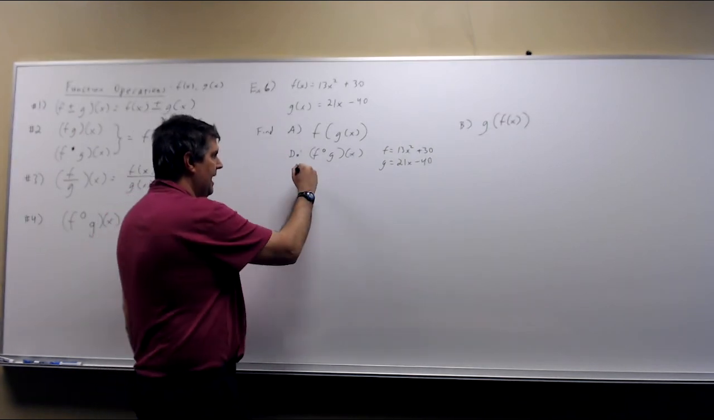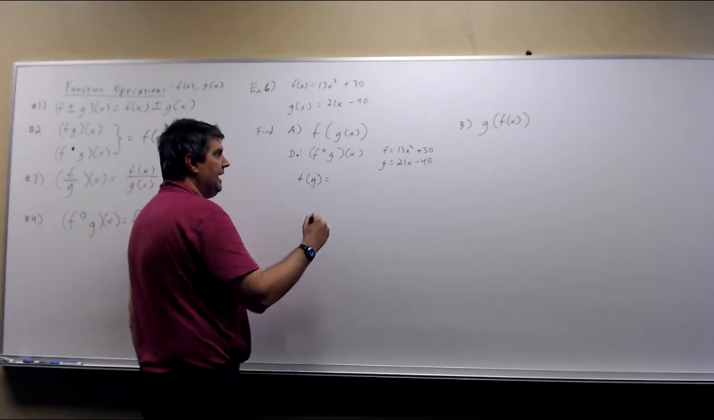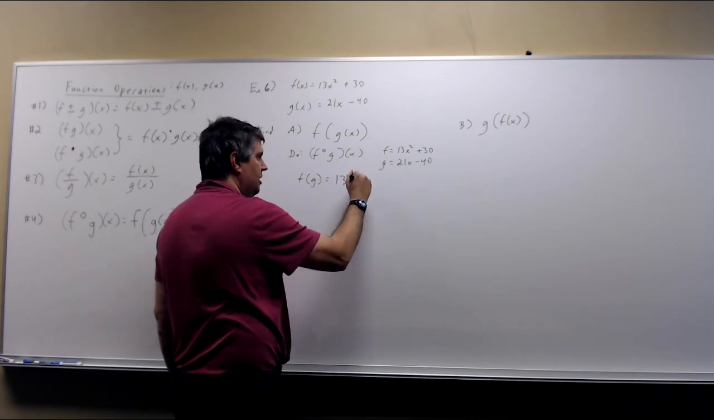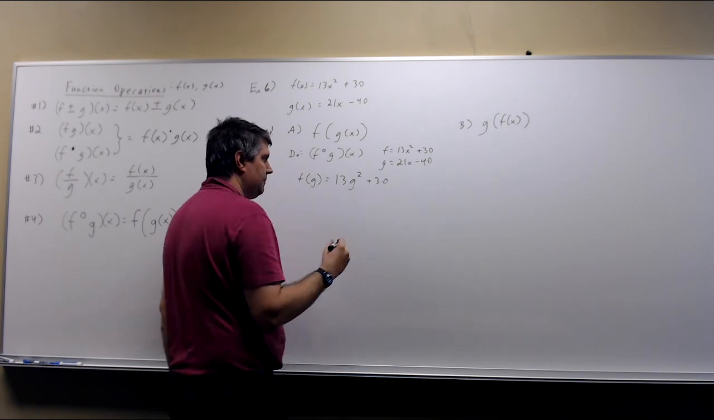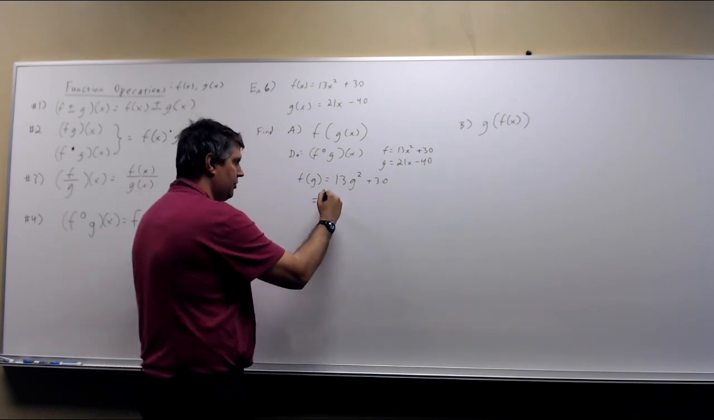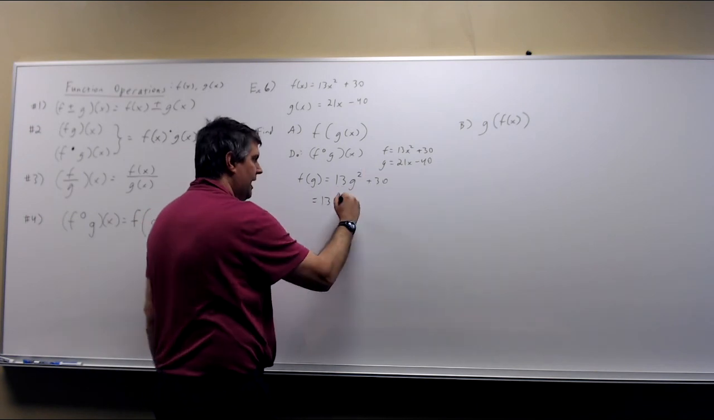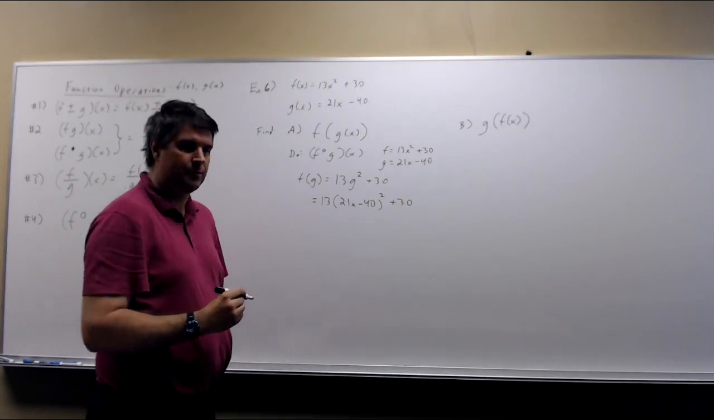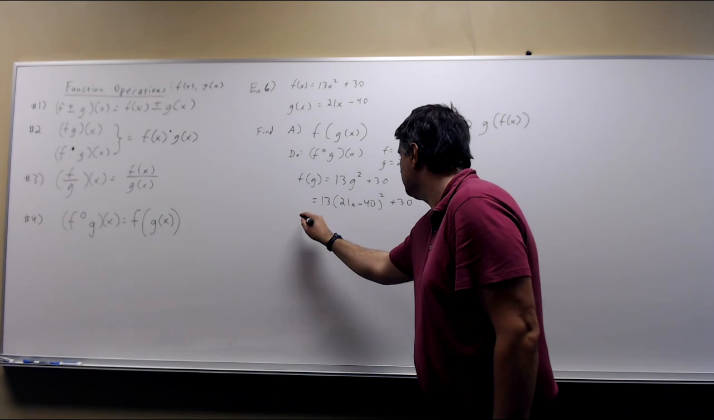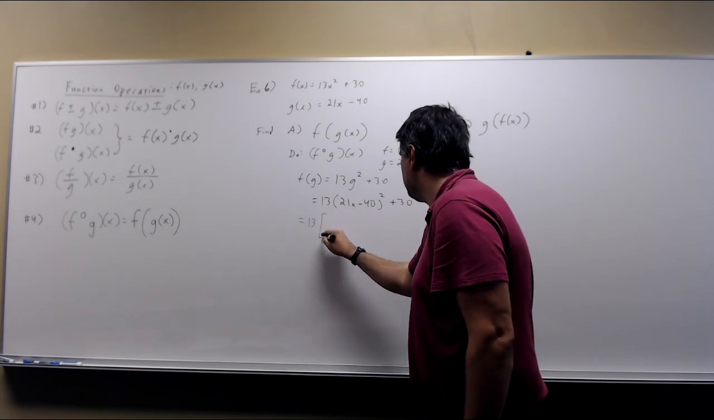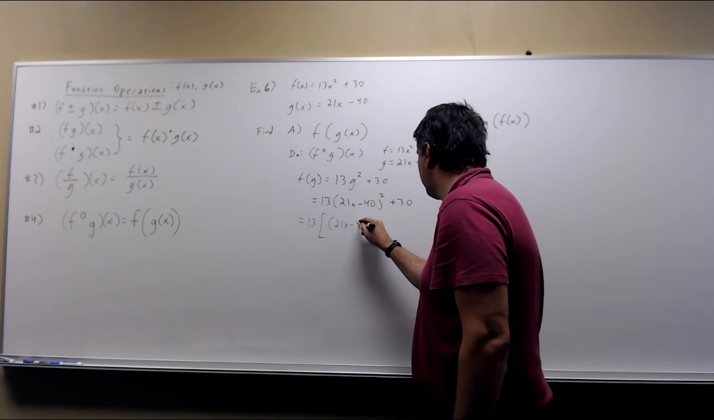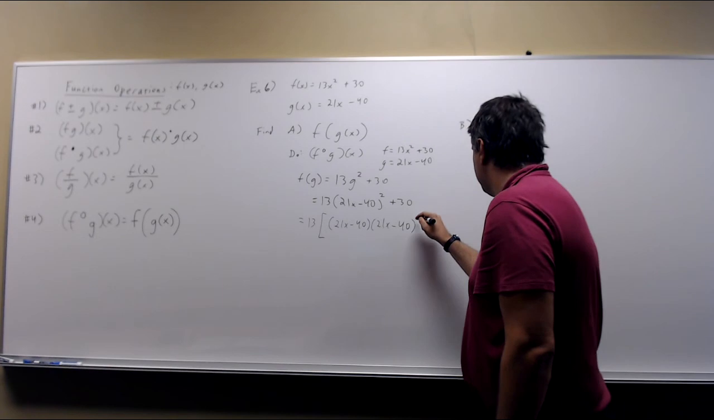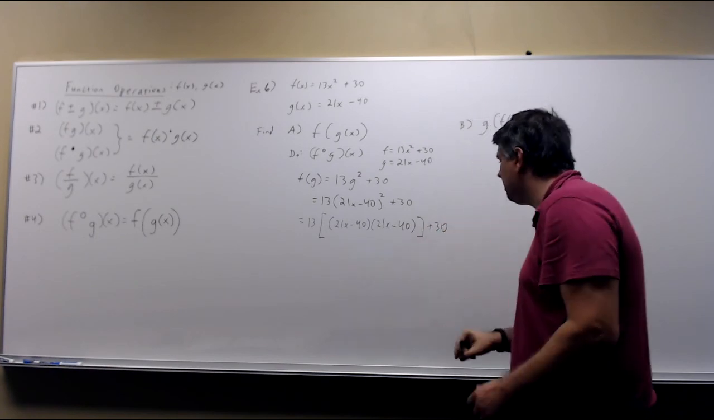So f of g is going to go into f, so that's going to be 13g squared plus 30. So that will be 13, g is 21x minus 40, squared plus 30. Okay, so that's going to be 13 times the quantity 21x minus 40 times 21x minus 40. I'll put that in brackets, plus 30.